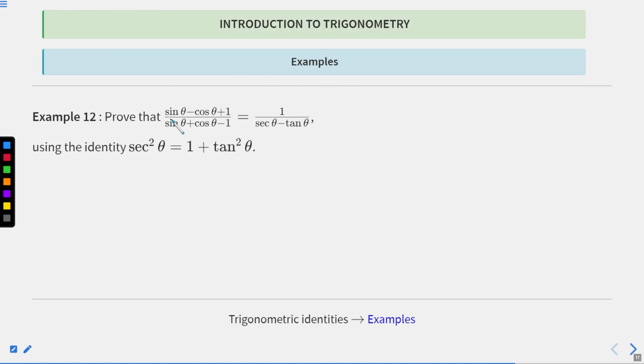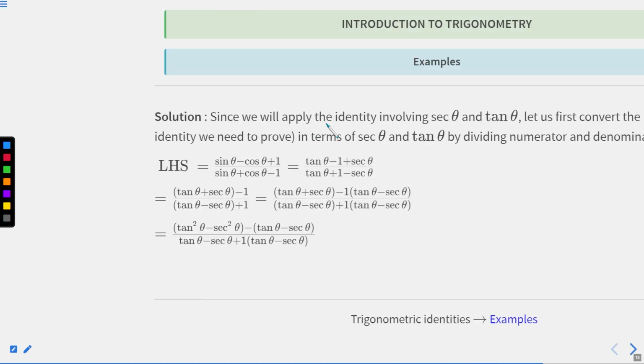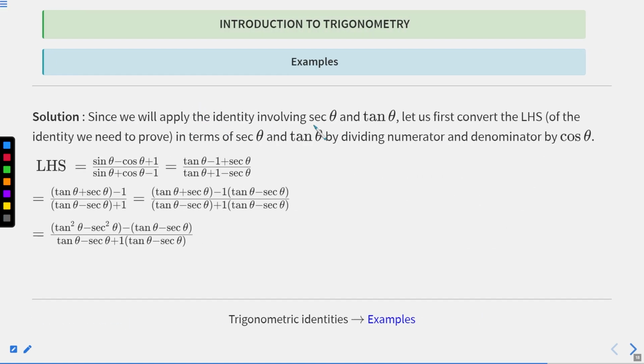So in the next example, we have to prove that sin theta minus cos theta plus 1 divided by sin theta plus cos theta minus 1 is equal to 1 by sec theta minus tan theta. Here we have been given this hint: we have to use the identity sec square theta is equal to 1 plus tan square theta. Okay, so let us see how to prove it. Since we will apply the identity involving sec theta and tan theta, let us first convert the left hand side of the identity we need to prove in terms of sec theta and tan theta by dividing numerator and denominator by cos theta.